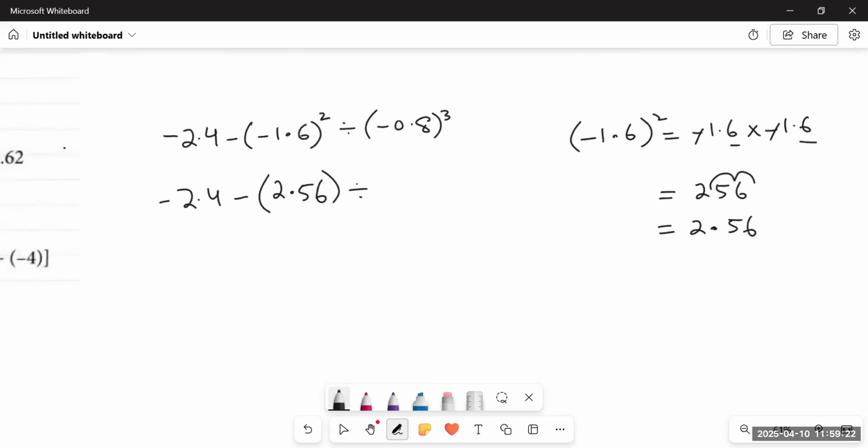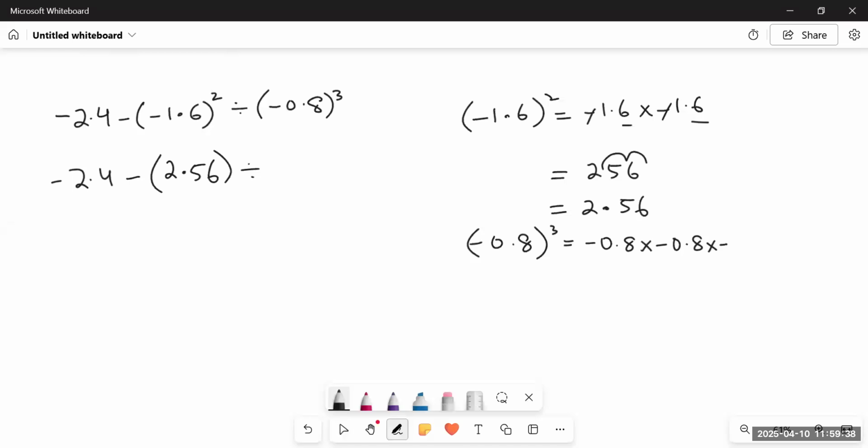Then we have the cube of minus 0.8. The answer would be negative because the cube of a negative number would always be negative. Why? Because two minus signs would cut each other, but the third would be left. So the cube of 8 is 512, and it would be negative. Also, there are 1, 2, 3 decimal places, so we'll have to put a decimal over here and it would be minus 0.512.